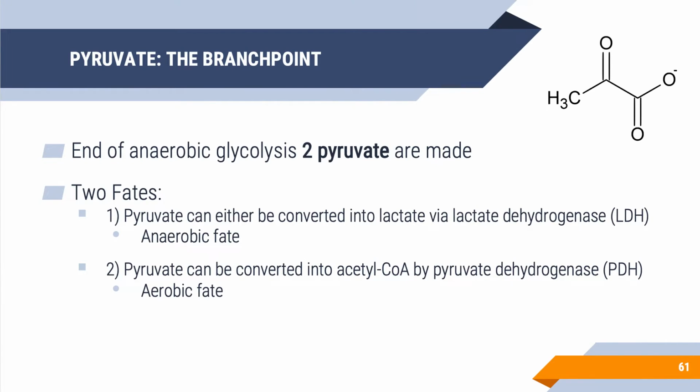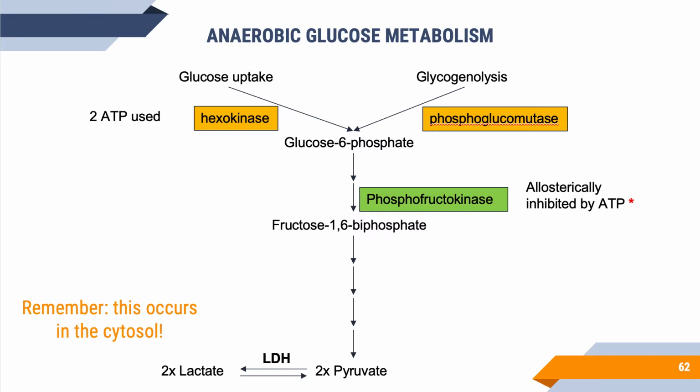As I just mentioned, the end of glycolysis is the production of 2 pyruvate. Basically, pyruvate has 2 fates then. It can either be converted into lactate via lactate dehydrogenase, or LDH, which is its anaerobic fate. Otherwise, it can be converted into acetyl-CoA by pyruvate dehydrogenase, which is its aerobic fate. So we'll start off by talking about lactate dehydrogenase, or the anaerobic side of the picture.